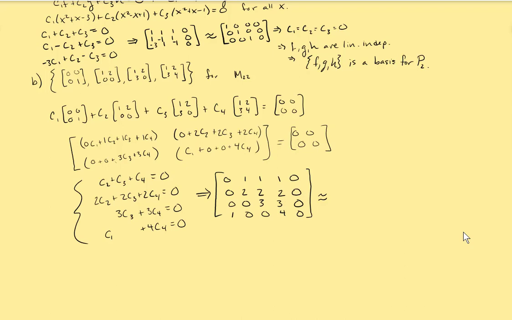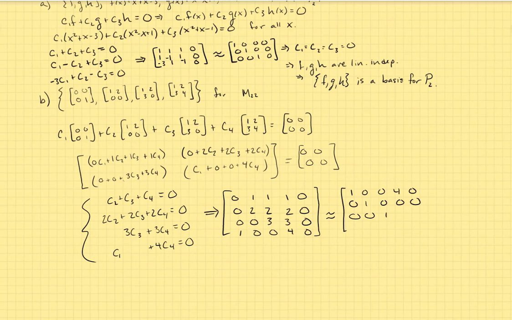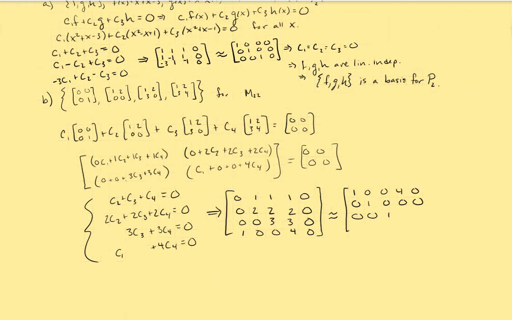Okay, when I reduce this down, I get the following matrix. I get 1, 0, 0, 4, 0, 0, 1, 0, 0, 0, 0, 0, 1, 1, 0. Oops, scratch that. Get a 1 here. And then a row of zeros.